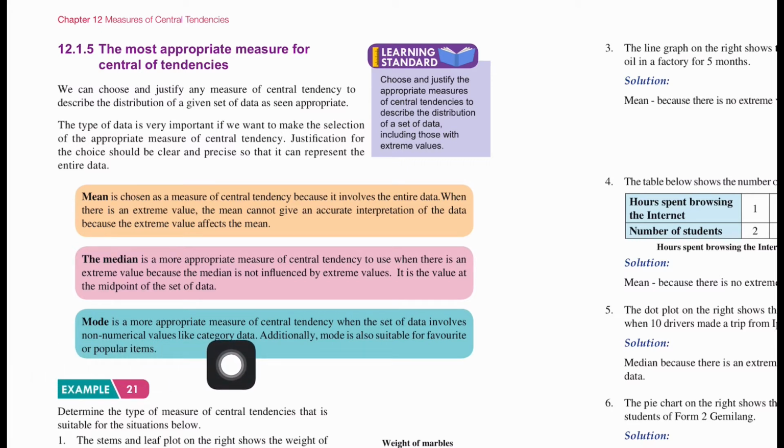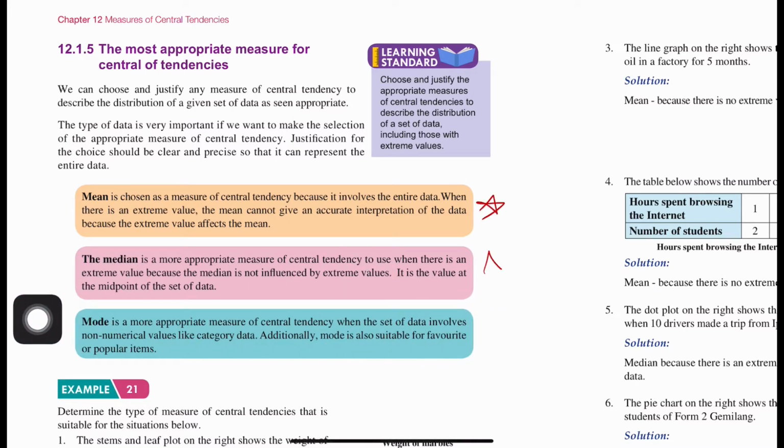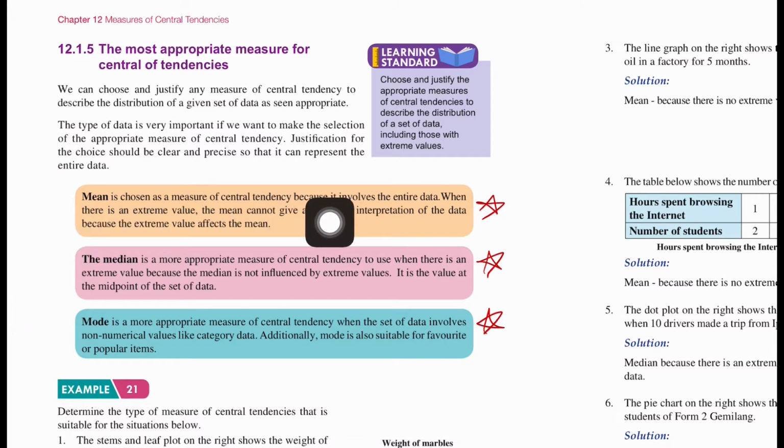Macam tinggi, rendah, macam tu. Okay, additionally, mode is also suitable for favorites or popular item. Okay, so now you have learned these three types of central tendency. Dan kita tahu setiap central tendency ni dia ada sifat dia yang berbeza. Kalau boleh saya nak awak familiarizekan dengan benda ni. Bila perlu kita pakai mean, apa kelemahan mean, when we need to use median, what the median is all about.